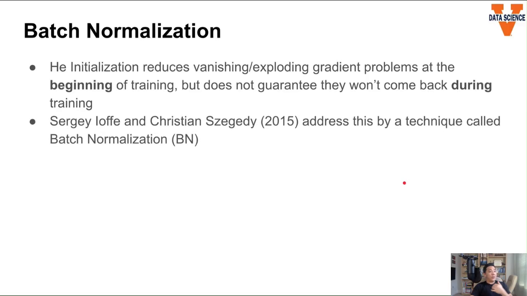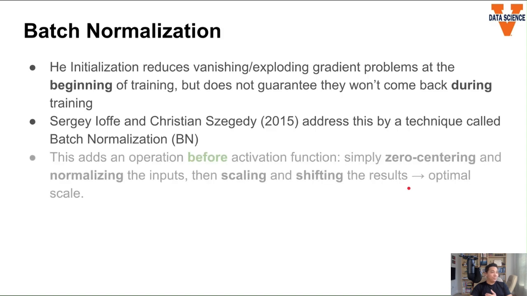Sergey Ioffe and Christian Szegedy in 2015 proposed a technique that keeps the gradient and the parameters at bay, called batch normalization. What batch normalization does is add an extra operation before the activation function in the neural net. That process basically does zero centering and normalizing of the input, and then scaling and shifting the result into some optimal scale. The really nice thing about this is that the extra process always shifts the output of the network back to the optimal scale, which is learnable during training.